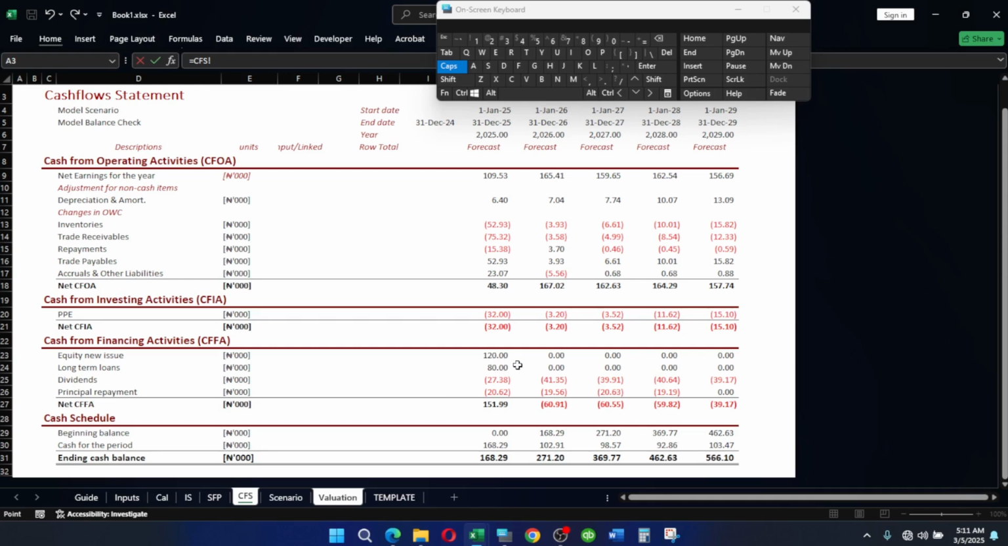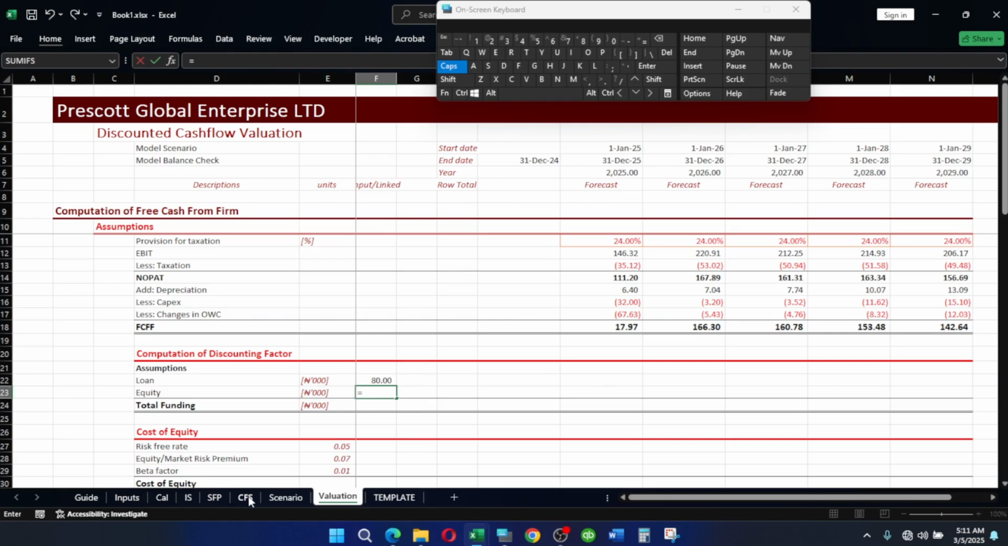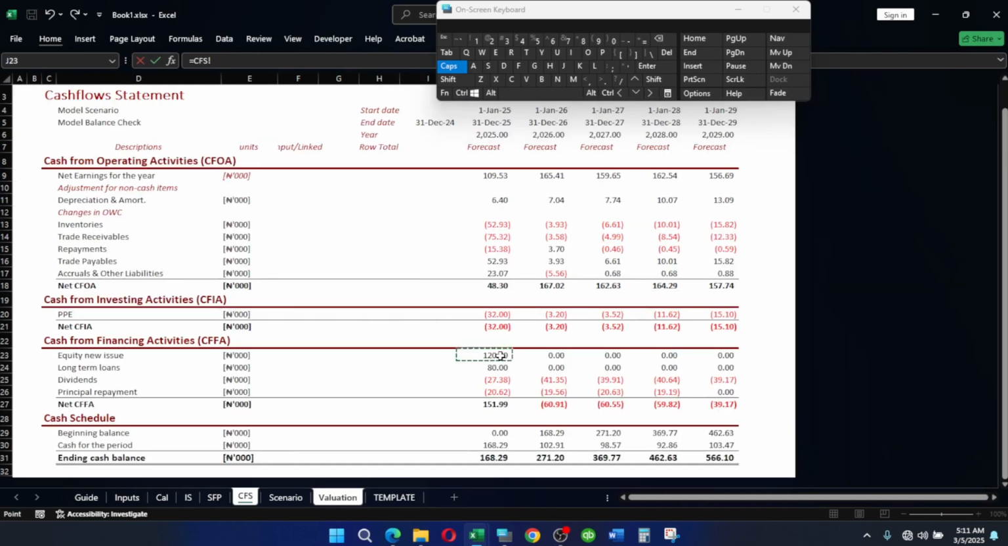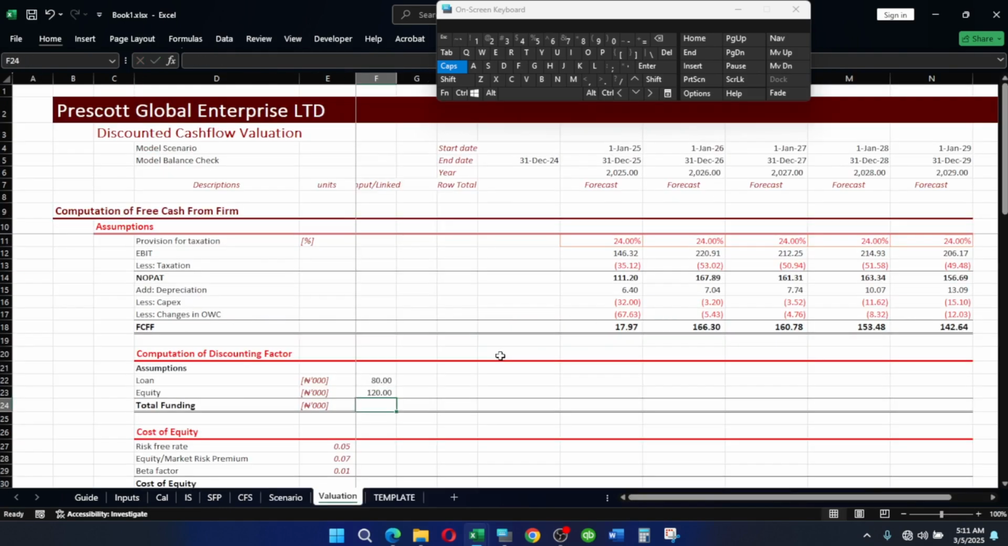So what is the loan? Our loan is 80,000. Then our equity is also there on the cash flow statement, which is 120,000. Now equals to, then you sum everything up together. Now this is your total funding. You have a total funding of 200,000.